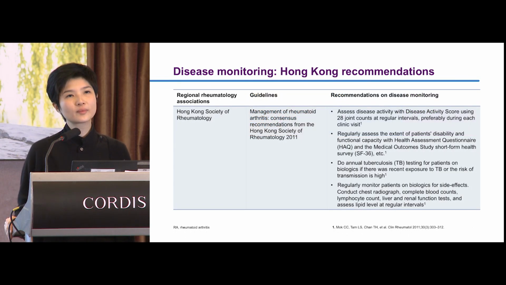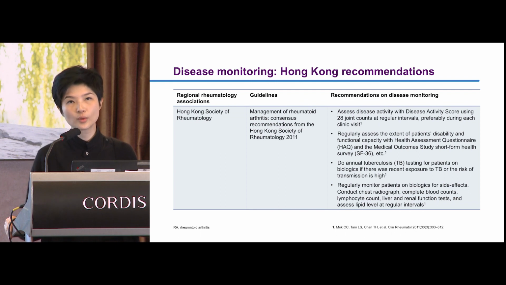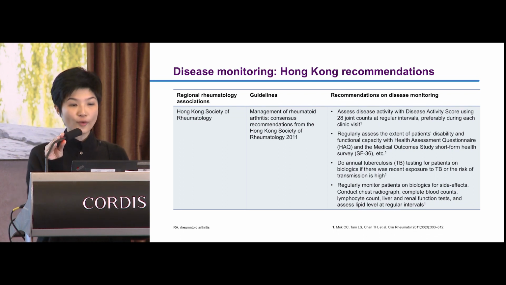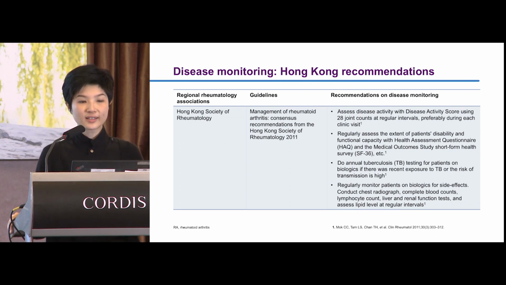So apart from international guidelines and protocols, there are still some recommendations from other regions of the Asia Pacific. Today you're in Hong Kong, so I would like to highlight our local recommendations. The Hong Kong Society of Rheumatology in 2011 published management of RA consensus recommendations. It highlights 4 major items.